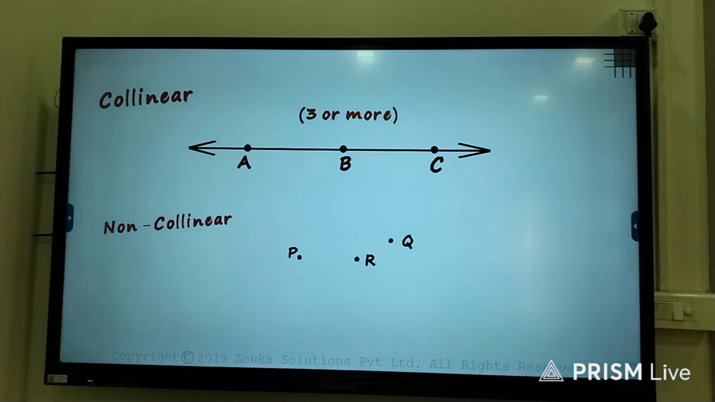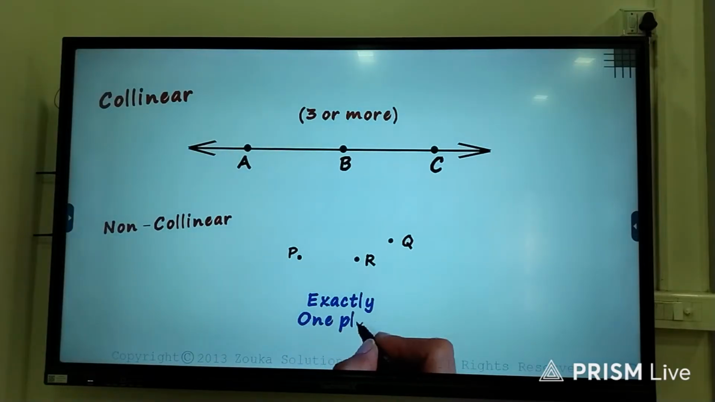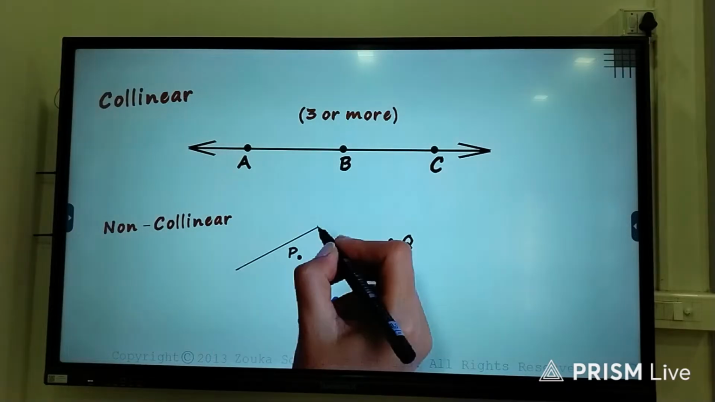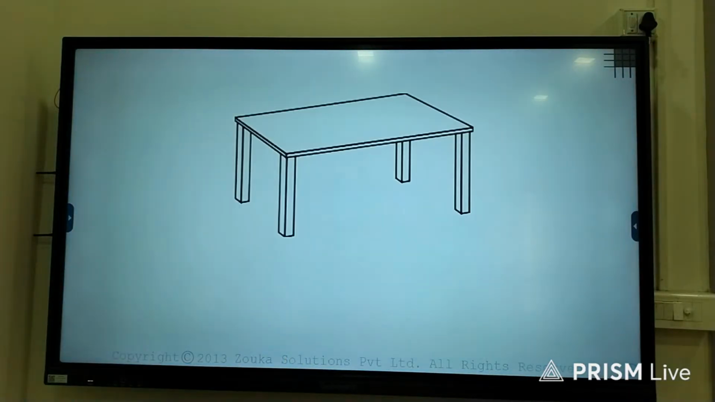There is something you need to know about 3 non-collinear points. Exactly one plane will pass through the 3 of them. It does not matter where the points lie. One plane will pass through any 3 non-collinear points. Now consider this table which has a plane surface. Here we have 4 points, P, Q, R, and S on it. Basically, points P, Q, R, and S lie on the plane.